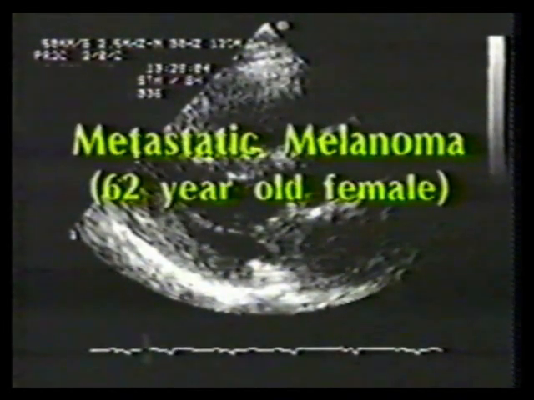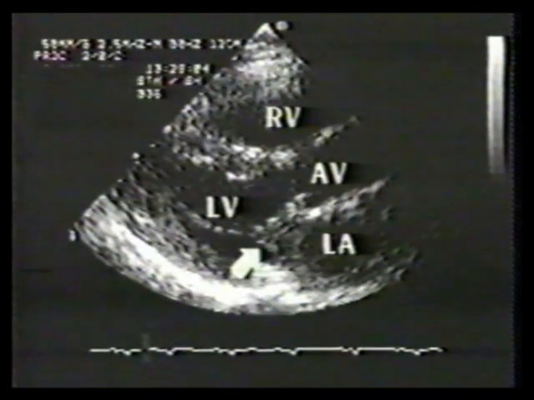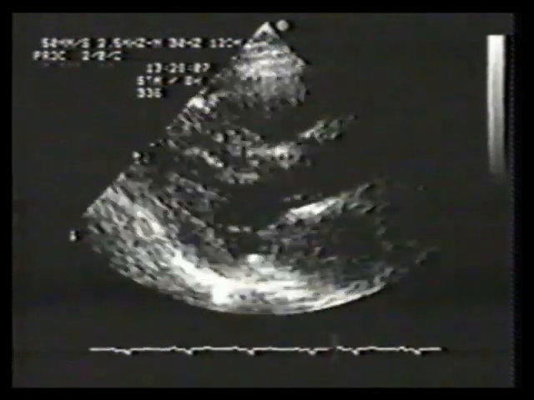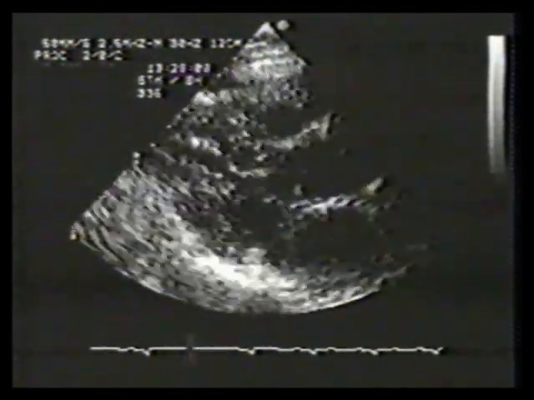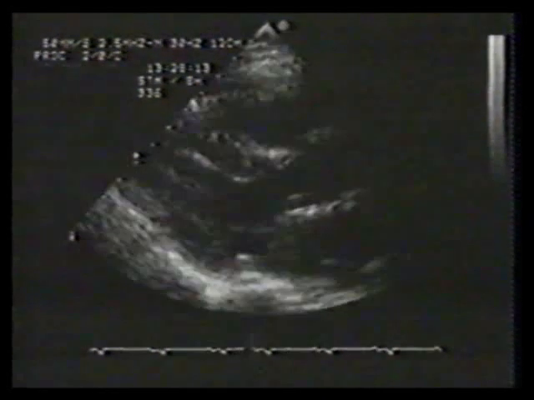This is a 62-year-old female who presented with vague cardiac symptoms. She is found to have a large mass filling the left atrial cavity and partially prolapsing through the orifice of mitral valve. Note that the mass is ill-defined and not well delineated by this precordial long-axis view of left ventricle.